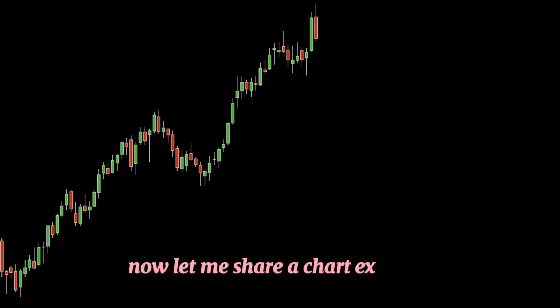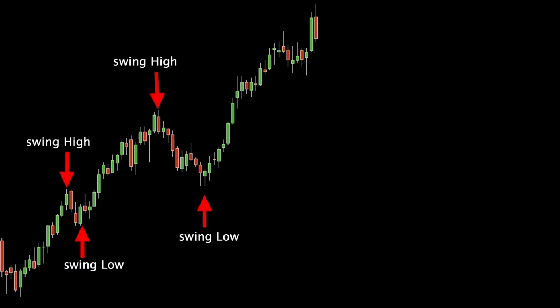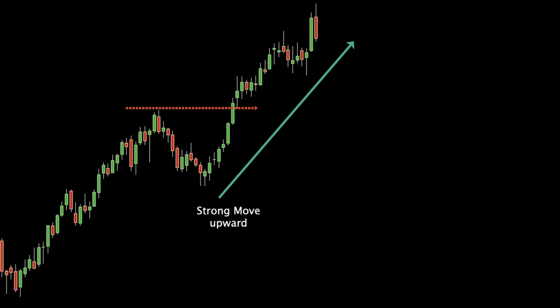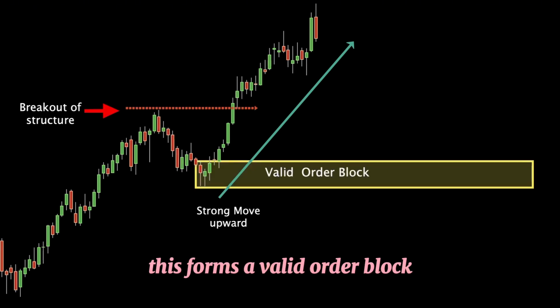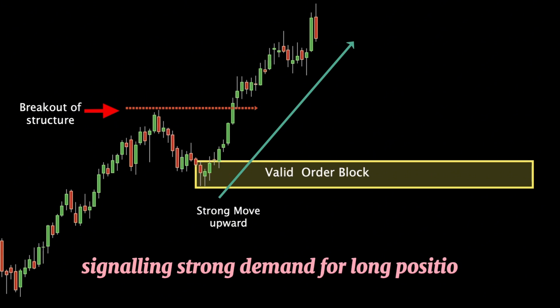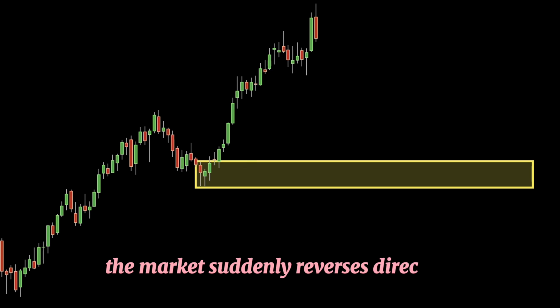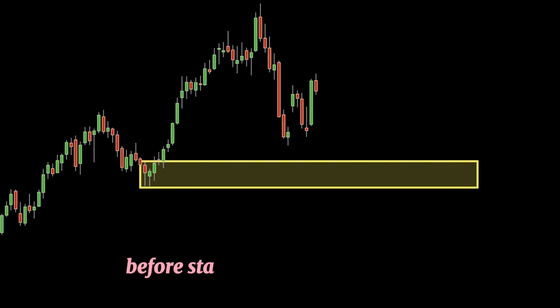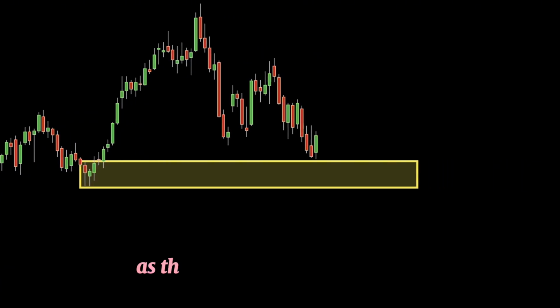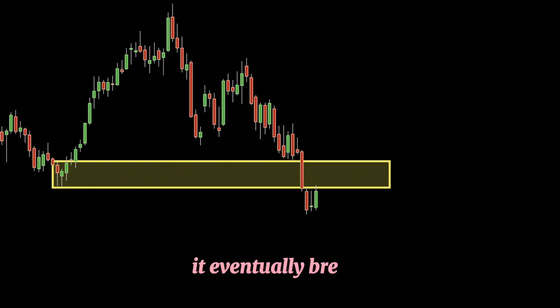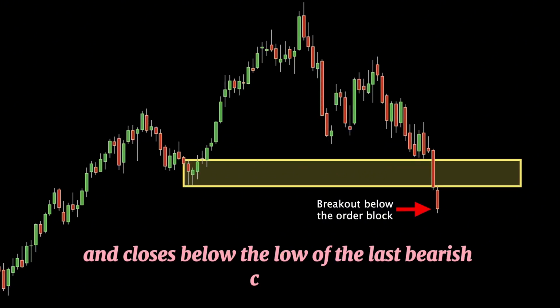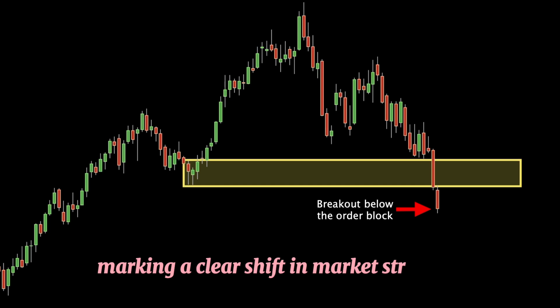Now, let me share a chart example that gathers all the criteria for a valid breaker block. Initially, we have a swing high followed by a swing low. From here, we see a strong upward push that breaks and closes above the previous swing high. This forms a valid order block, signaling strong demand for long positions. After taking out the buy-side liquidity, the market suddenly reverses direction, confirming a higher high before starting to push downward. As the price continues to decline, it eventually breaks and closes below the low of the last bearish candle, marking a clear shift in market structure.